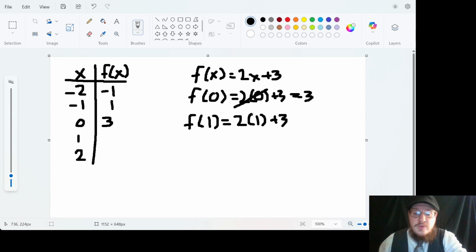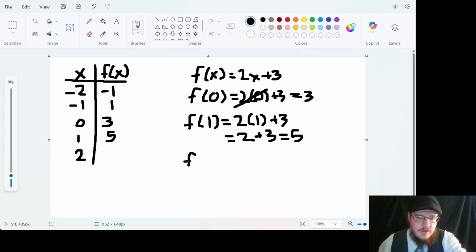So 2 times 1 plus 3, we get 2, because again, any number times 1 is still going to be that same number. So 2 times 1 is 2, plus 3. Simple and easy, 5, boom, we're good to go.